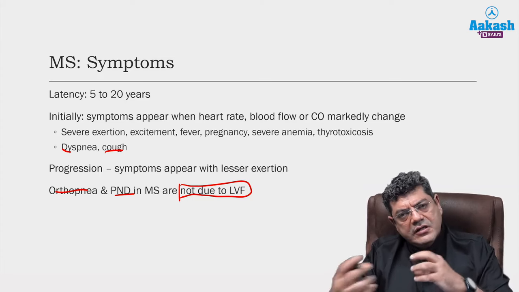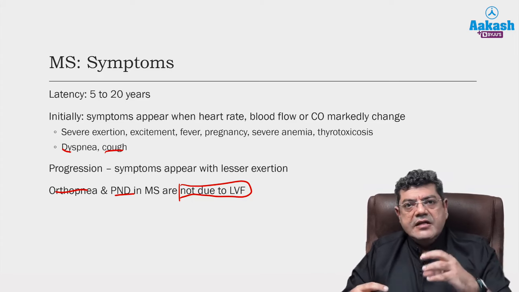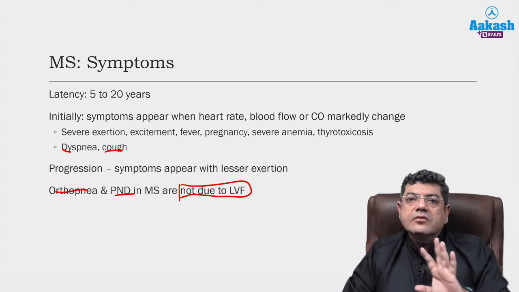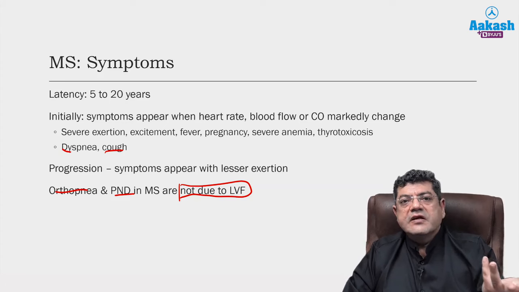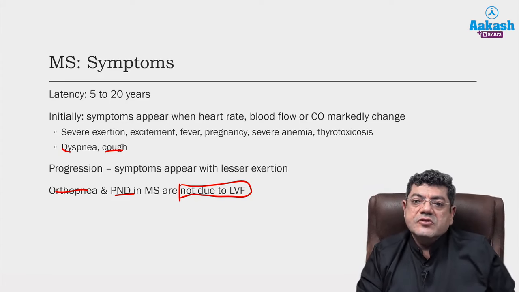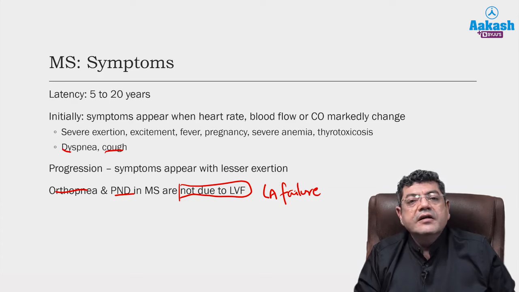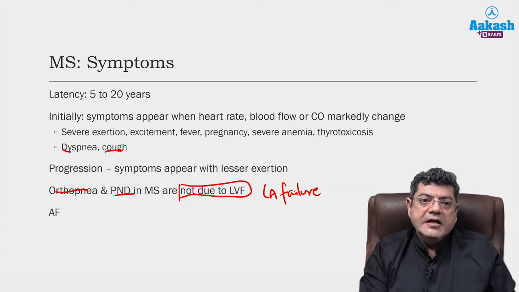The aorta, its pressure is normal, right? So it has a reduced preload and a normal afterload. Why would it dysfunction at all? What dysfunctions is the left atrium? So orthopnea, PND, hemoptysis are due to left atrial failure in mitral stenosis, right?